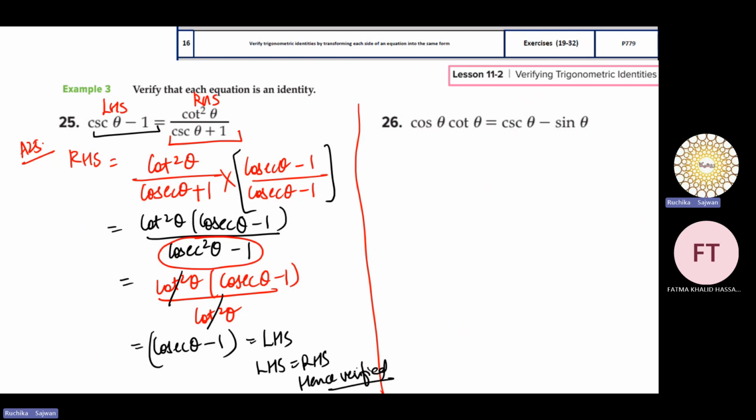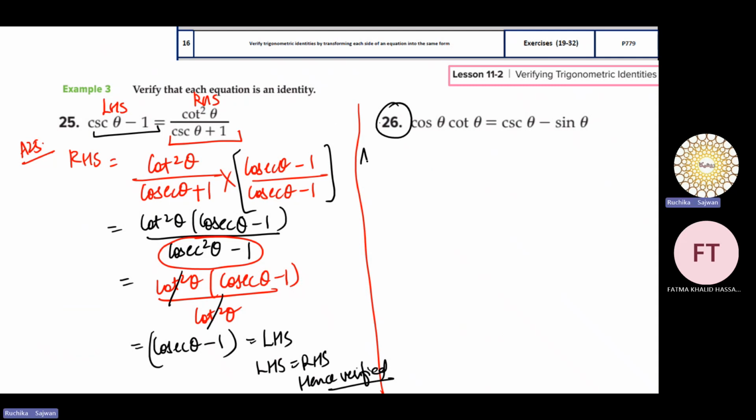Now see, in a math problem, there can be multiple ways. If you look at the answer key, they have done a slightly different method. That is also okay, but the method which I did here is also fine, as long as you are getting the correct answer in the smallest amount of time. Okay, let's proceed with 26.